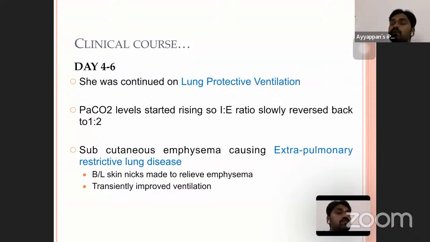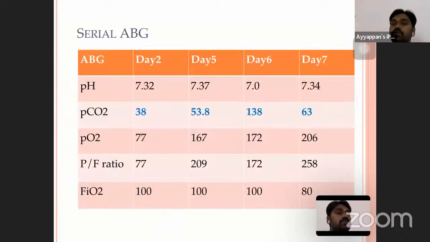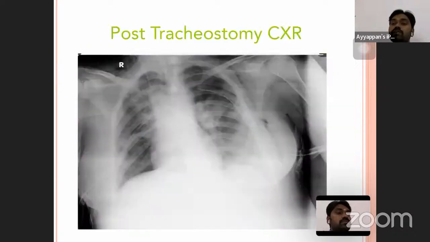So ICDs were placed to drain the subcutaneous emphysema, which transiently improved the ventilation. And she was continued on lung protective ventilation. And slowly with supportive therapy and positive pressure ventilation, this is the serial ABG, which shows a gradual improvement, with the PF ratio improving to 258 on day 7 of illness. During the typical course, she developed complications because of the antibiotics, sedation, paralysis, as well as steroids for the hemodynamic instability.